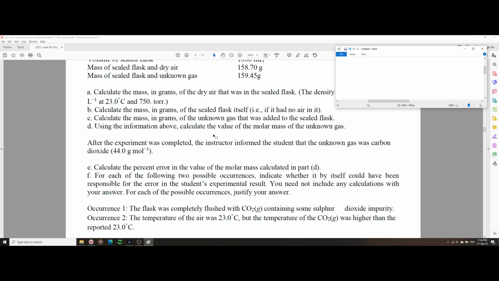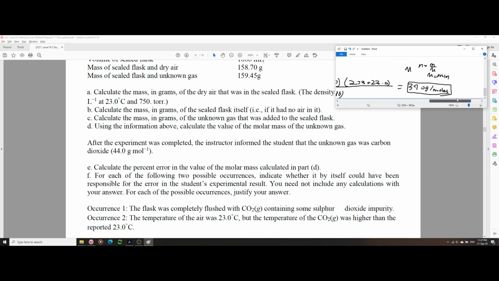Okay, so let's start. E. After the experiment was completed, the instructor informed the student that it was carbon dioxide. So after all the student does and the calculation, everything, the teacher decided to tell them that it's carbon dioxide, and it's of course 44 grams per mole, the molar mass of carbon dioxide. So you do get a different value than the value you've calculated.